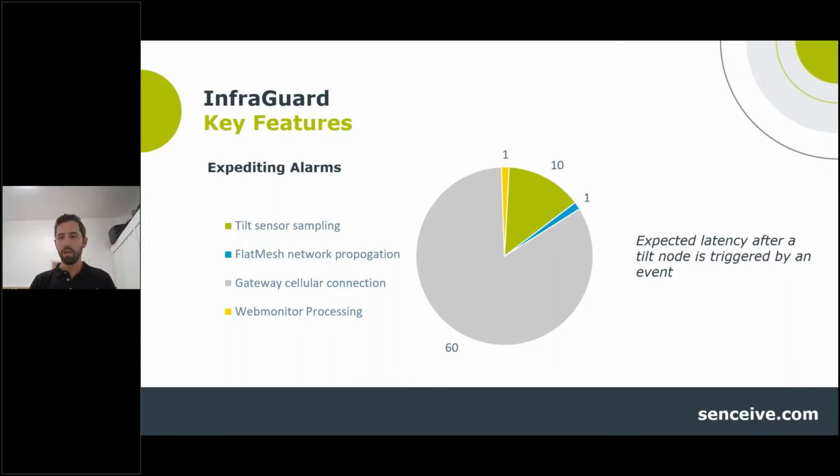And this pie chart here is breaking that down, the different normal time frames that each action takes. The first here being the tilt sensor sampling, next being the FlatMesh network propagation, so that's sending the signal from node to gateway device. The bulk of that time really is going to be the cellular latency, and we say that's the majority of the 60-second time period. And then the web monitor processing, so the software to take that information, process, and issue alerts, a very short period of time.